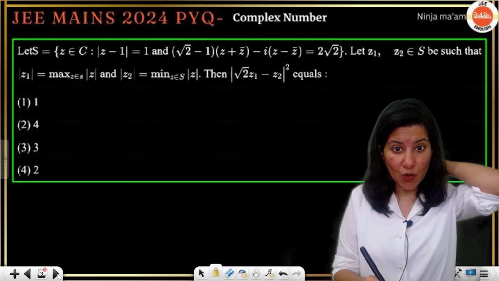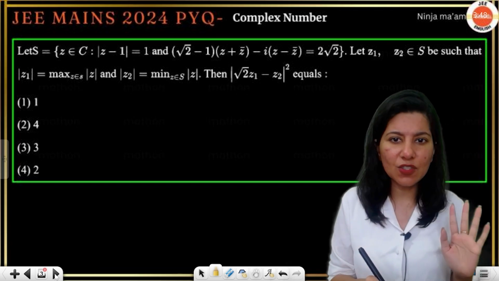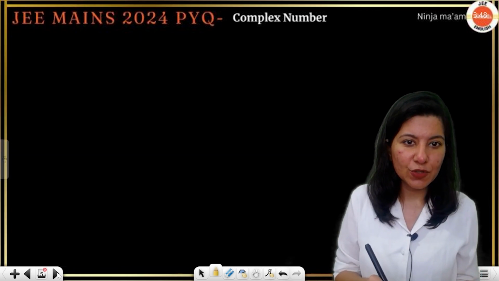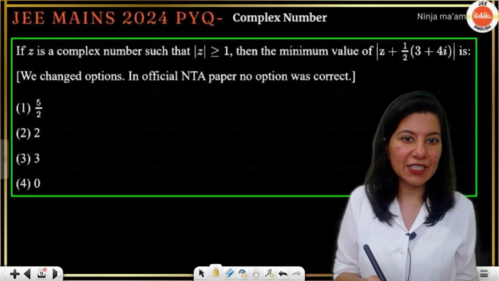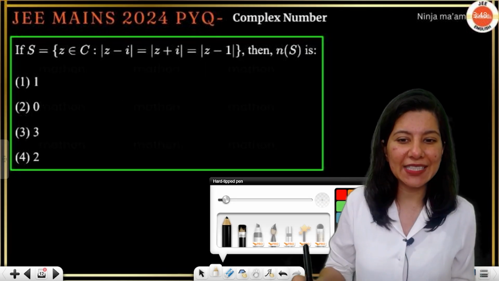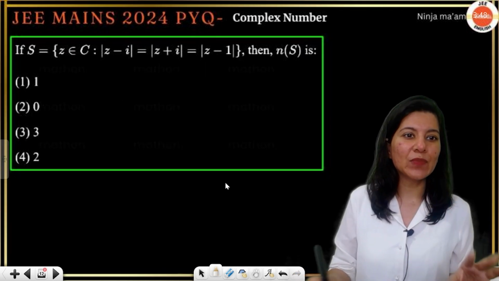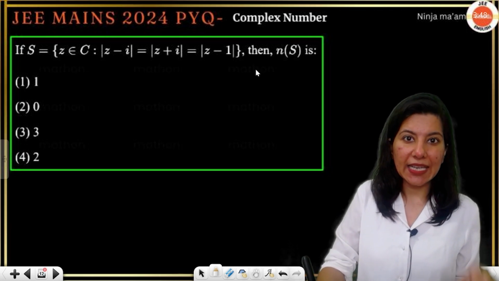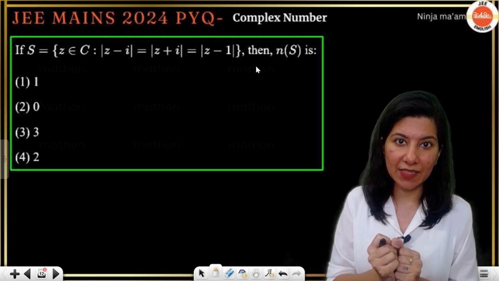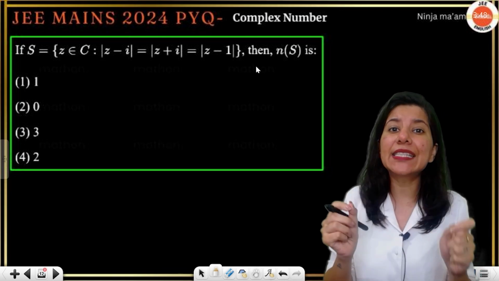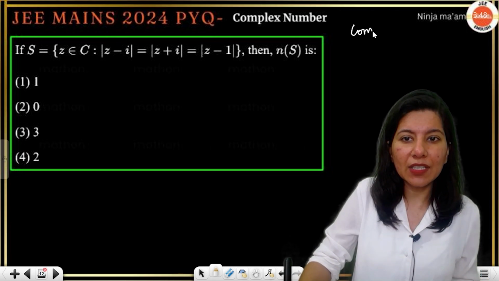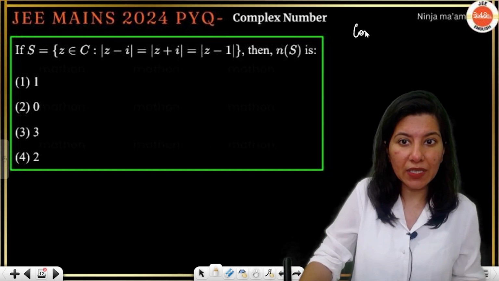Let's find some very easy question, the basic one. This question is actually talking about the geometry of complex numbers, and moreover the geometrical significance of modulus. So let me just tell you the concept, the geometry involved in this.